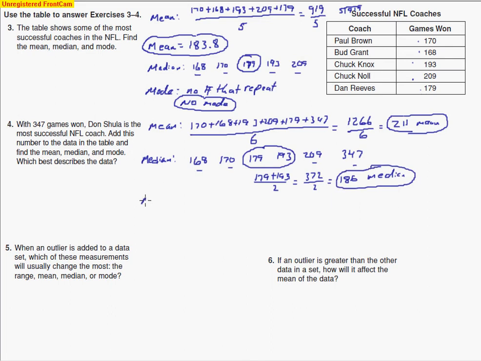Well, then it asks for what the mode is. Well, we still don't have a mode. We haven't had a mode for this whole section yet. So there's no mode because there's no numbers that are repeating.